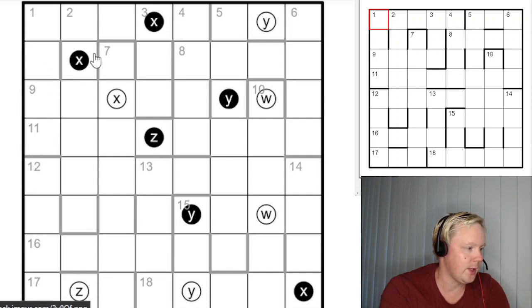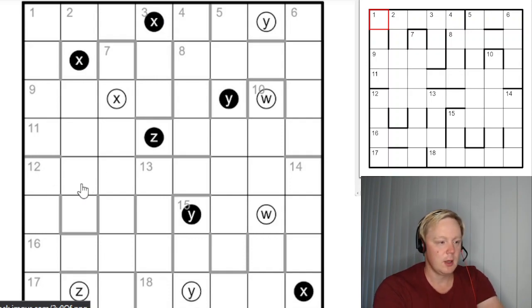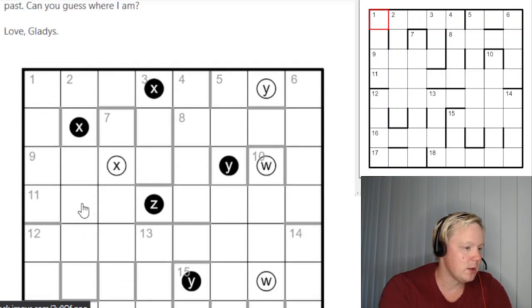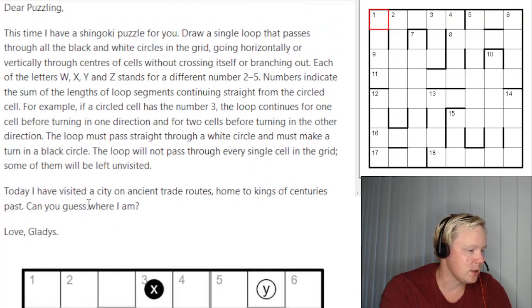Crossword grid on the gray here, and then some black and white circles. And how we always start is read the message from Gladys. So here we are. Dear Puzzling, this time I have a shingoki puzzle for you. Draw a single loop that passes through all the black and white circles in the grid, going horizontally and vertically through centers of cells without crossing itself or branching out.